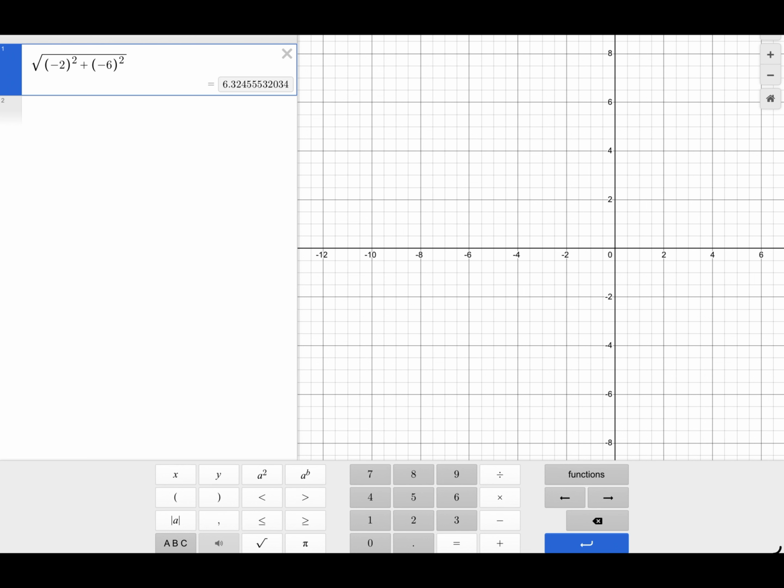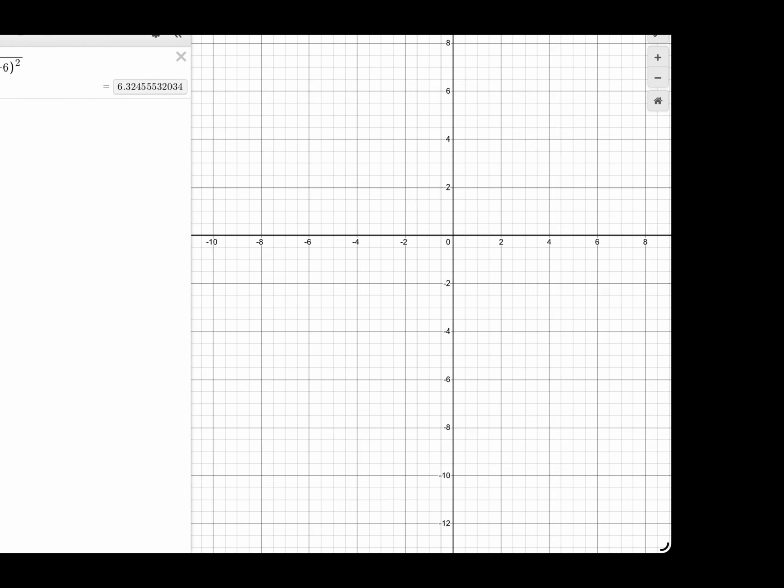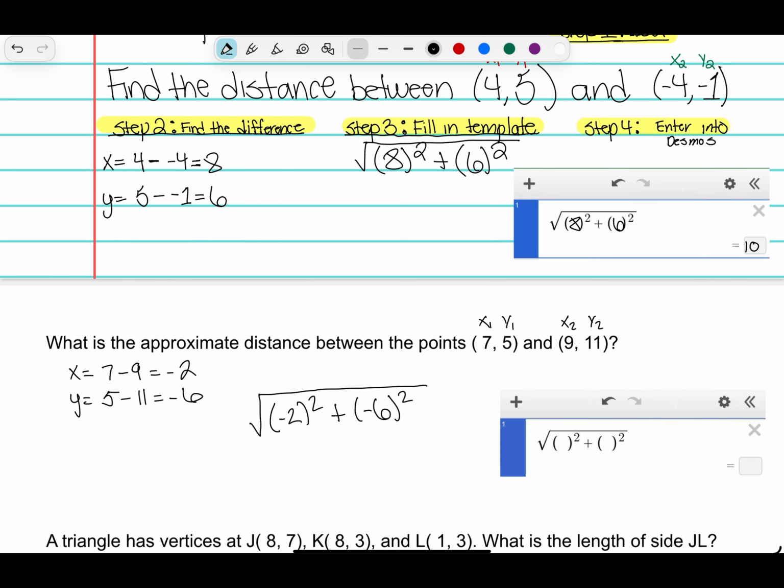Okay? Now, if we were asked to round this to the tenths place, the tenths place is the 3. Now the number behind that is a 2. That's not big enough to make it go up 1, because for it to go up 1, it has to be 5 or higher. So the answer that we will use for this example will be 6.3. Okay? So we go back and we'll put 6.3.